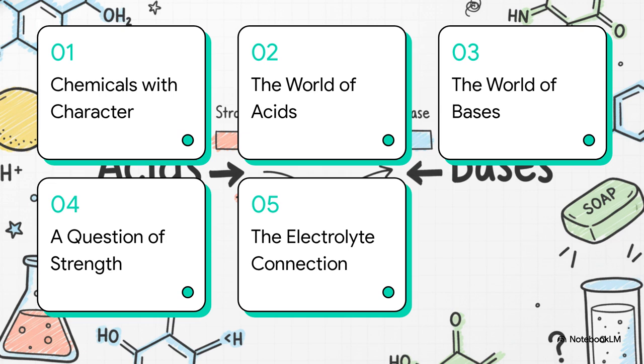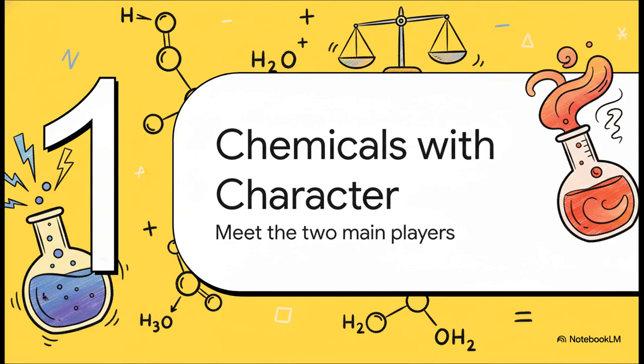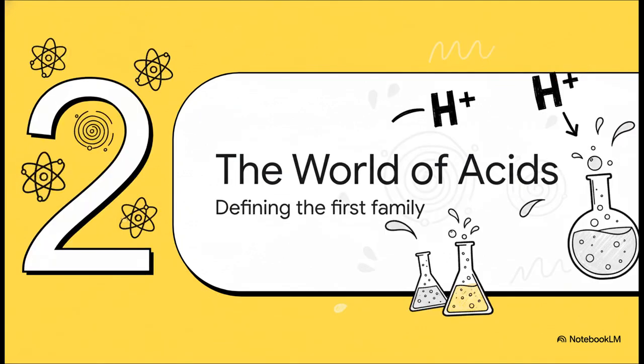So let's jump in. Chemists just love to sort things into categories. And acids and bases, they're two of the biggest, most important families out there. You can almost think of them as having their own distinct personalities, which lets us predict how they're going to behave. First up, the acids. You've heard the term before, right? Like battery acid or the acid in your stomach. But what does that word actually mean from a chemistry standpoint? What makes something an acid?